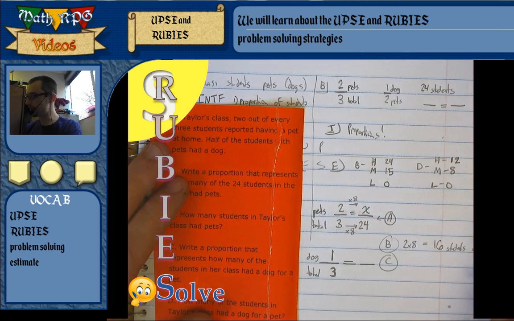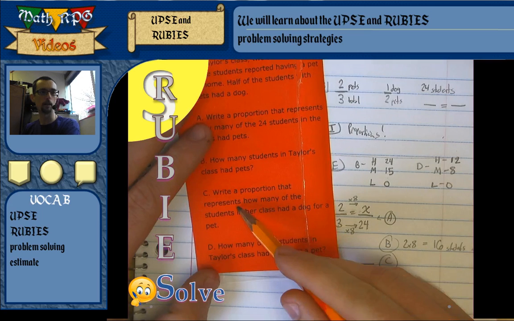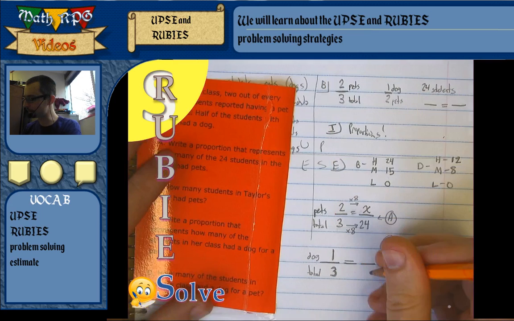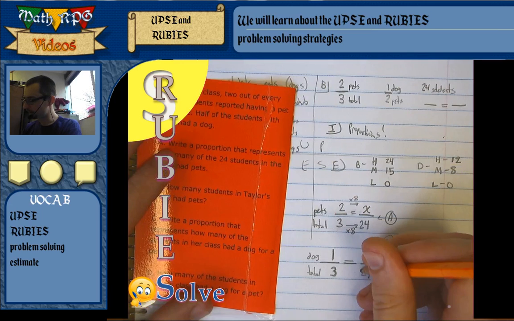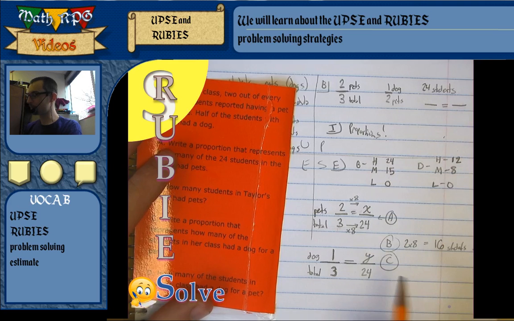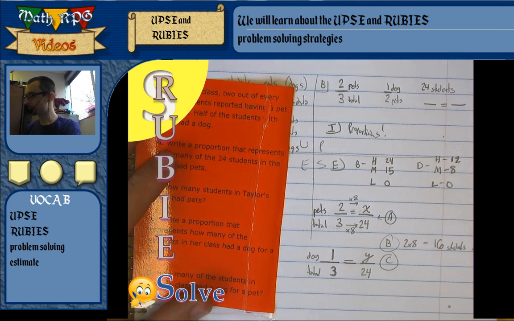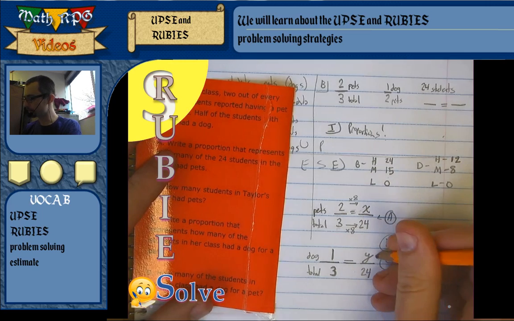And I still have the same number of kids. I don't think my class changed. Just let me check real quick. Okay, it doesn't tell me my class is any different size, so it's still 24 total kids. And I'm going to put a different variable. I'm going to put y to represent the number of kids who have dogs. So there is my proportion for part C.